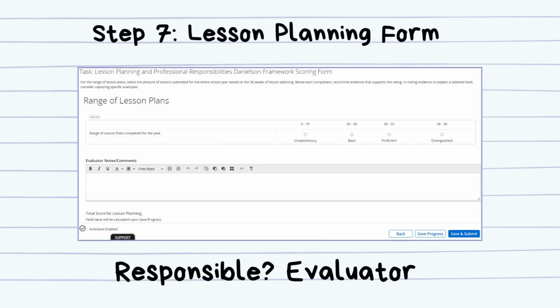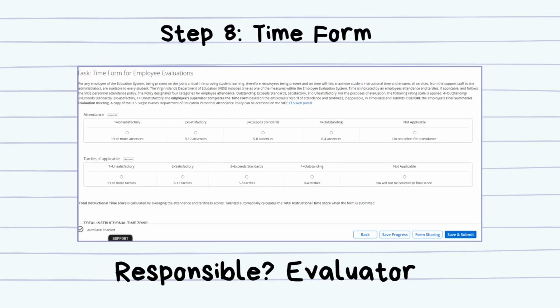The next step is the lesson planning form. Evaluators will rate teachers on how many lesson plans they submitted during the 36 weeks of lesson planning. Teachers should strive to submit 1 lesson plan per week. The next step is the time form. At the end of the school year, the evaluator will rate the teacher's attendance in this form.